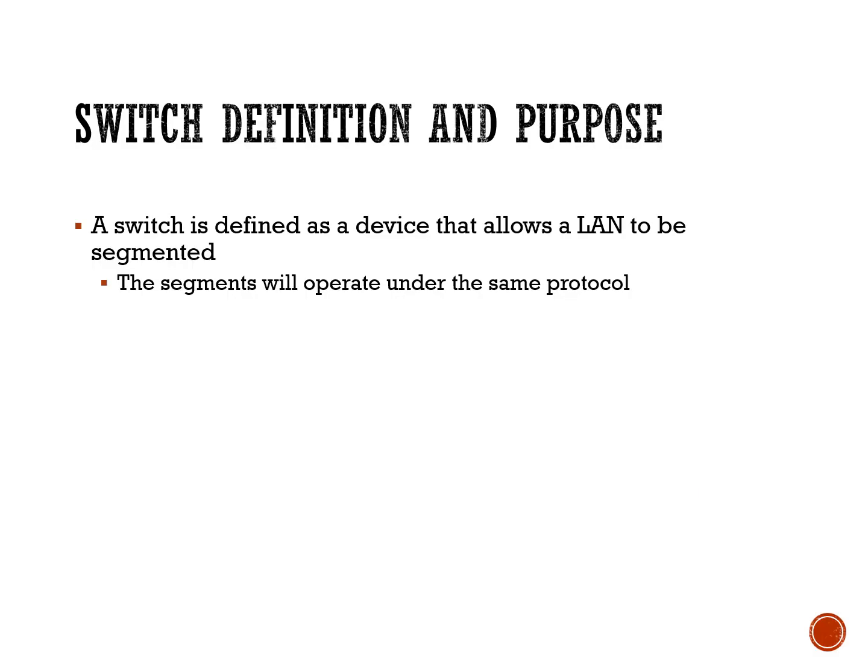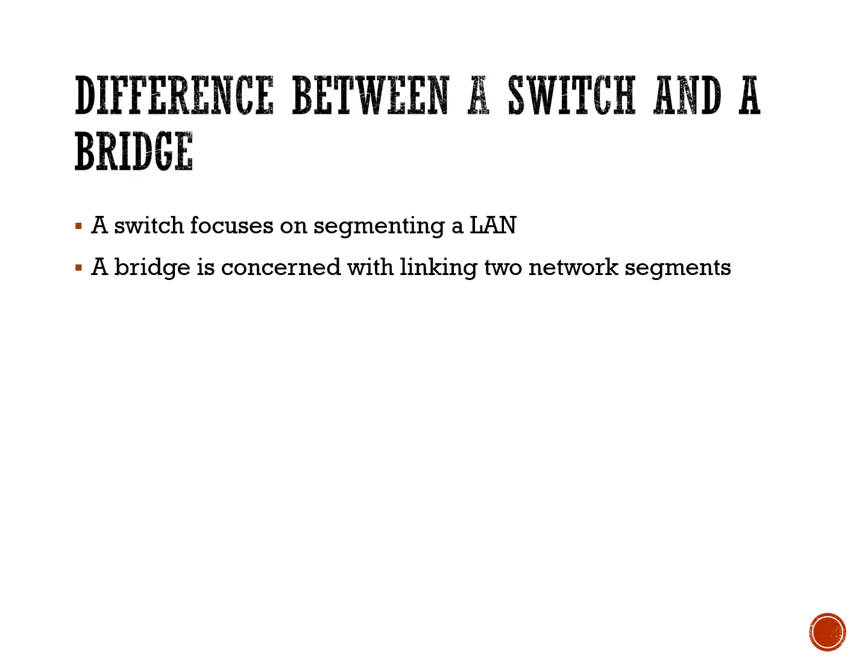Switch is defined as a device that allows a LAN to be segmented on the basis of MAC or hardware addresses. But they use the same protocol. So in other words, we can also say a switch breaks the network down into collision domains on the basis of their hardware addresses. A switch focuses on segmenting a LAN, whereas a bridge is concerned with linking two network segments. This is a major difference between a switch and a bridge.